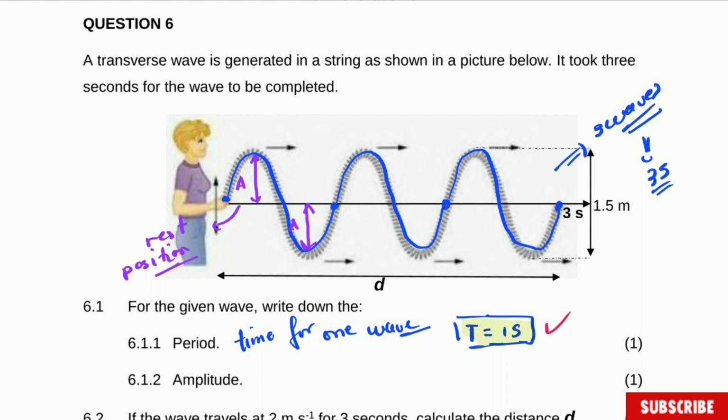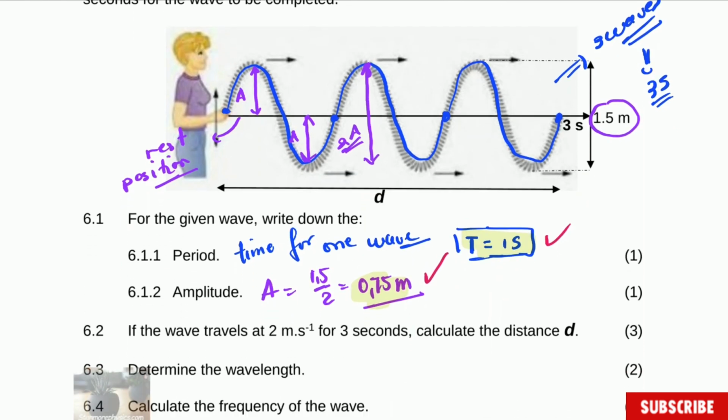So this distance here, from here to here, for example, is 2 times the amplitude. That is the number we have, 1,5. So the amplitude, we don't have to calculate, it's going to be 1,5 divided by 2, which is 0,75 meters. That is the amplitude of this wave. No need to calculate, you know it's half that distance. And if you do that, you get 1 mark.